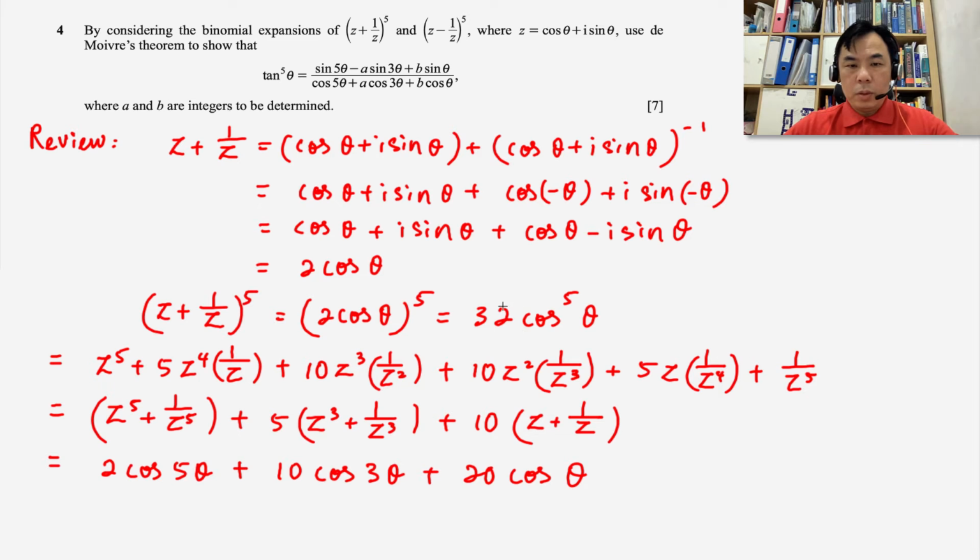Now, at this point of time, I just want you to know that this entire summation can be written as 32 cosine^5 theta. All right, now I'm going to pause here. This is the first section. I'm going to move on to the second section. Then we're going to conclude the proof here.